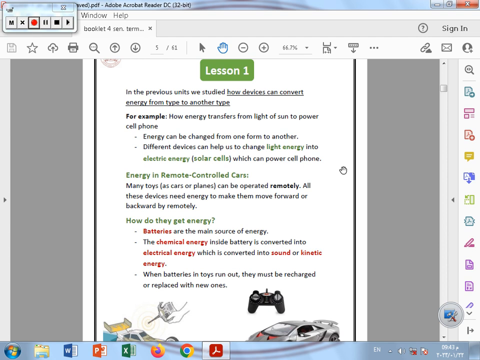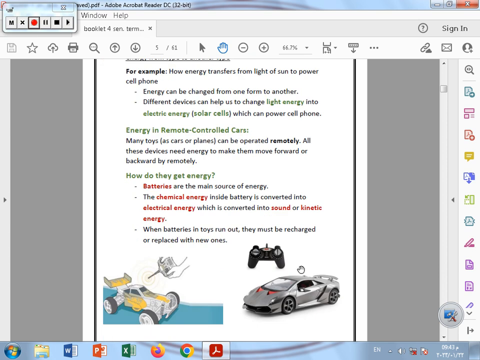And now we are going to talk about different devices that can be operated remotely, by using a remote control, and they also need a source of energy to operate. So if we have a toy or a car that can be operated remotely, like this remote controlled car, it can be operated by using the remote, and it needs a source of energy to move forward or backward. But how do these toys get the energy? We have different objects inside these toys. They are called batteries, and they are the main source of energy in these toys.